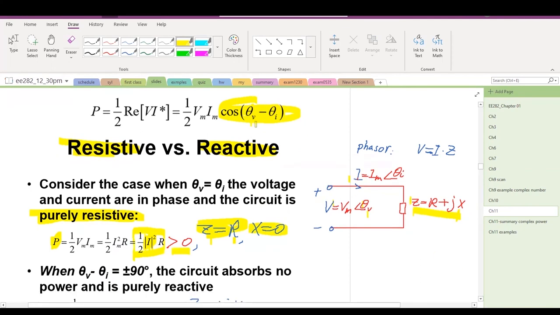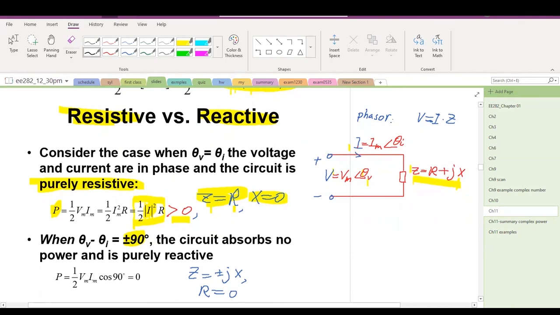What about if theta V minus theta I equals plus or minus 90 degrees? In this case, P equals half Vm Im cosine of plus or minus 90 degrees, which doesn't matter, equals 0. In this case, the impedance here does not have any real part. It only has an imaginary part. So the circuit becomes purely reactive. The word reactive means that the device does not absorb any power. In other words, this device can be an inductor or capacitor without any resistors.